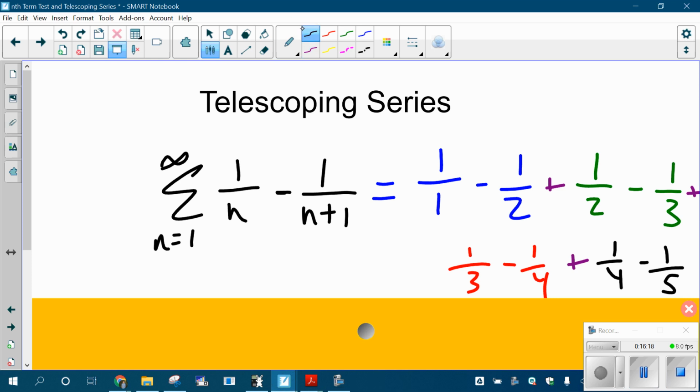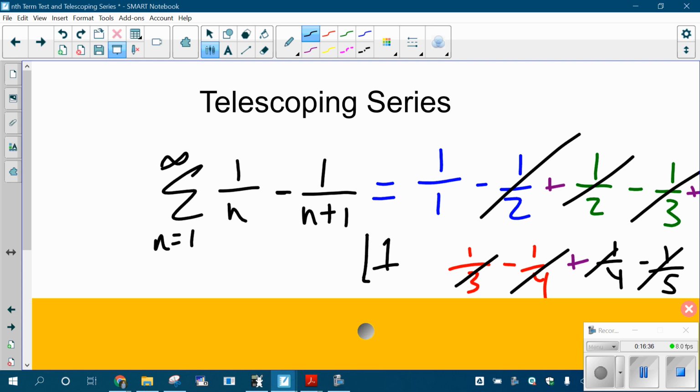I remember math. A bunch of stuff's canceling out. I got a minus a half and a plus a half, and a minus a third and a plus a third, and a minus a fourth and a plus a fifth. I got a minus a fifth here, and now a plus a fifth. Infinitely many things are going to cancel out forever and ever. What am I left with? Just the first thing, 1. Sweet, that's my answer. That's so easy.